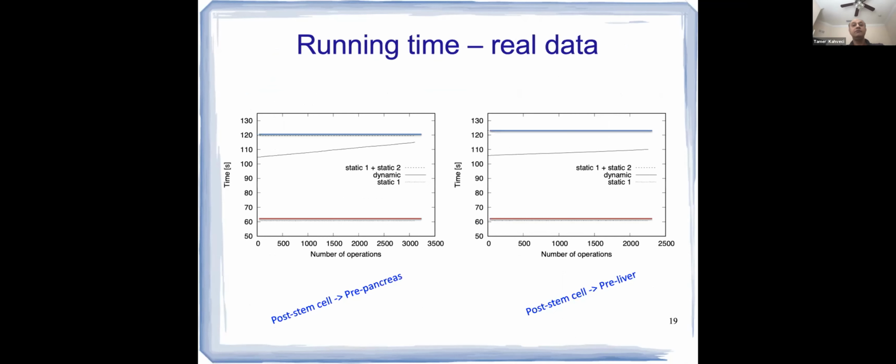Next is the real data set. These are the 2 pathways, stem cell to pancreas, stem cell to liver evolution. Now, I want you to notice that the number of dynamic steps here is much more than the number of dynamic steps that we had for the synthetic experiments. It's more than 3000 here, more than 2000 over here.